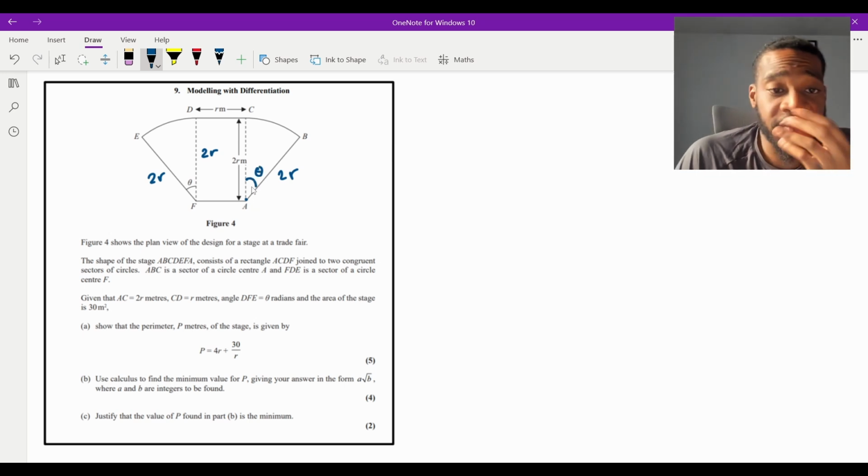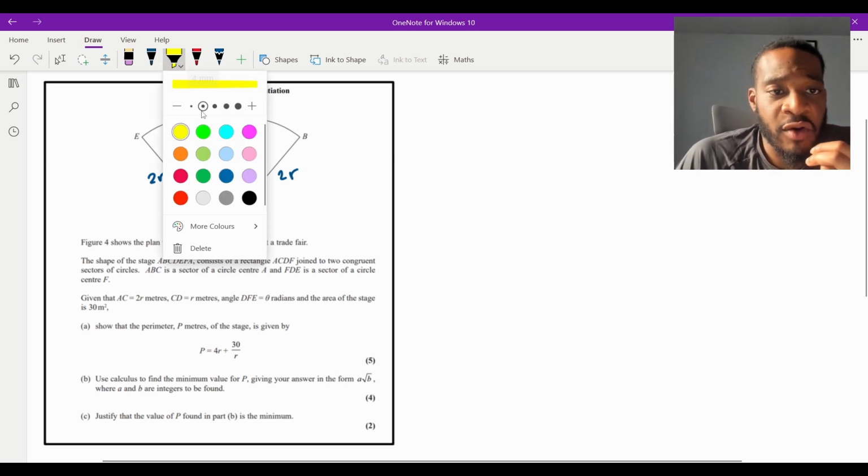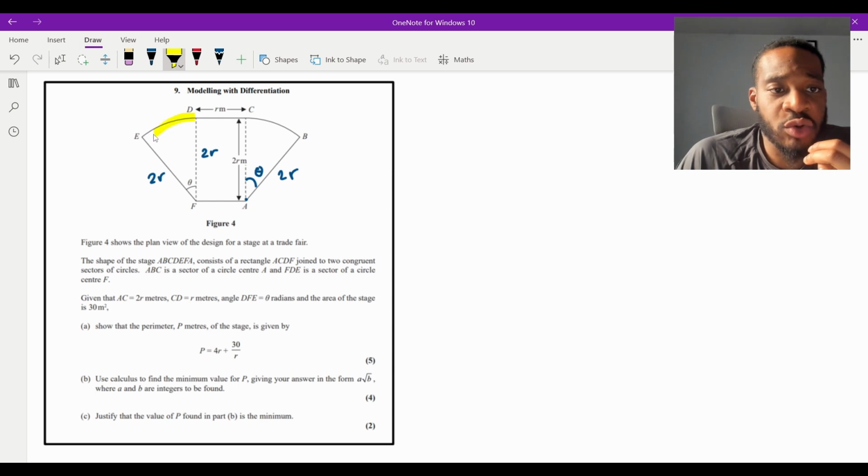And we need to figure out what the perimeter is. We've got this arc length that we need to calculate. Remember your formulas: the arc length is just equal to r theta, the radius times theta. In this case, the radius is 2r, so this is going to be 2r theta, and then this is also going to be 2r theta. And this is a rectangle here, so that's going to be r.